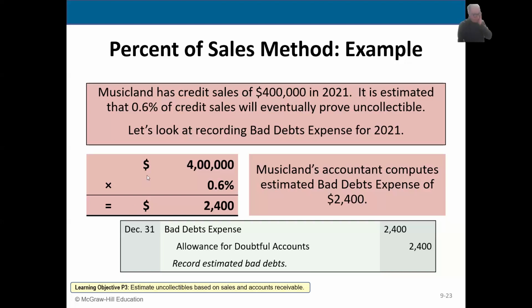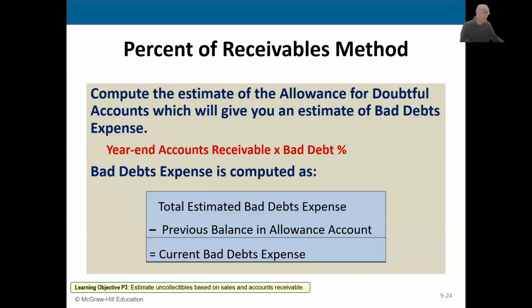Now that's the example for the percent of sales method. Now, the other method is what we call the percent of receivables method. This is also known as the balance sheet method. It assumes that a percent of the company's receivables are going to be uncollectible. The percentage, of course, is based on company trends, looking at historical data, about a year's worth of data.